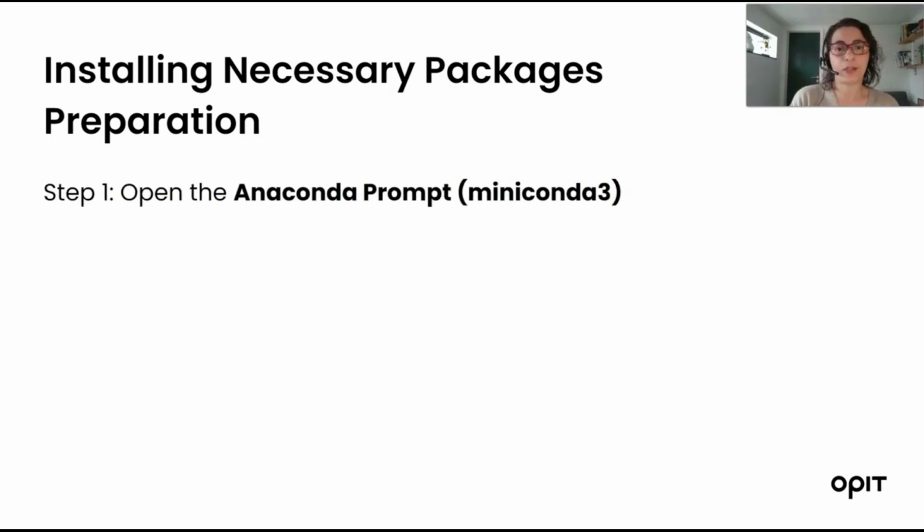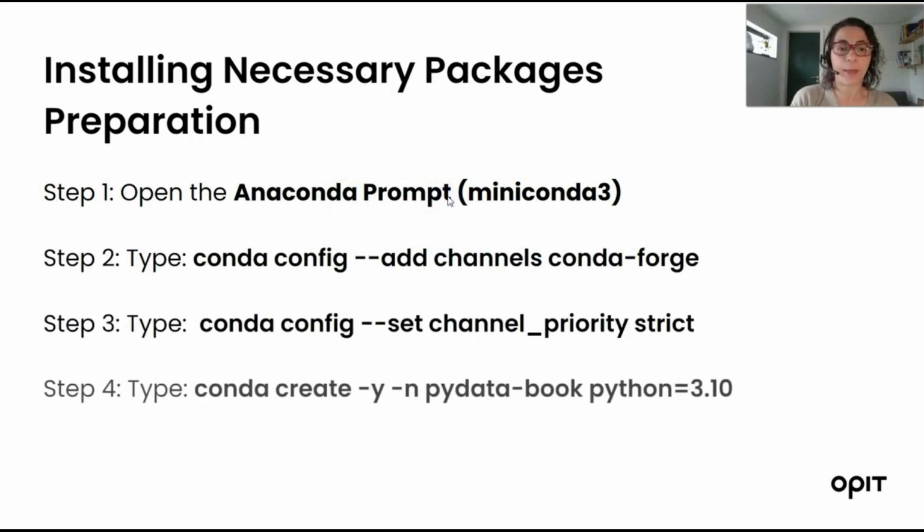Before we install a package, we need to set up the system, so to say, for Conda to install the packages that we wish in the future. So for this, you should first open the Anaconda prompt terminal and type these three commands: conda config --add channels conda-forge. After this is done, you should enter conda config --set channel_priority strict.